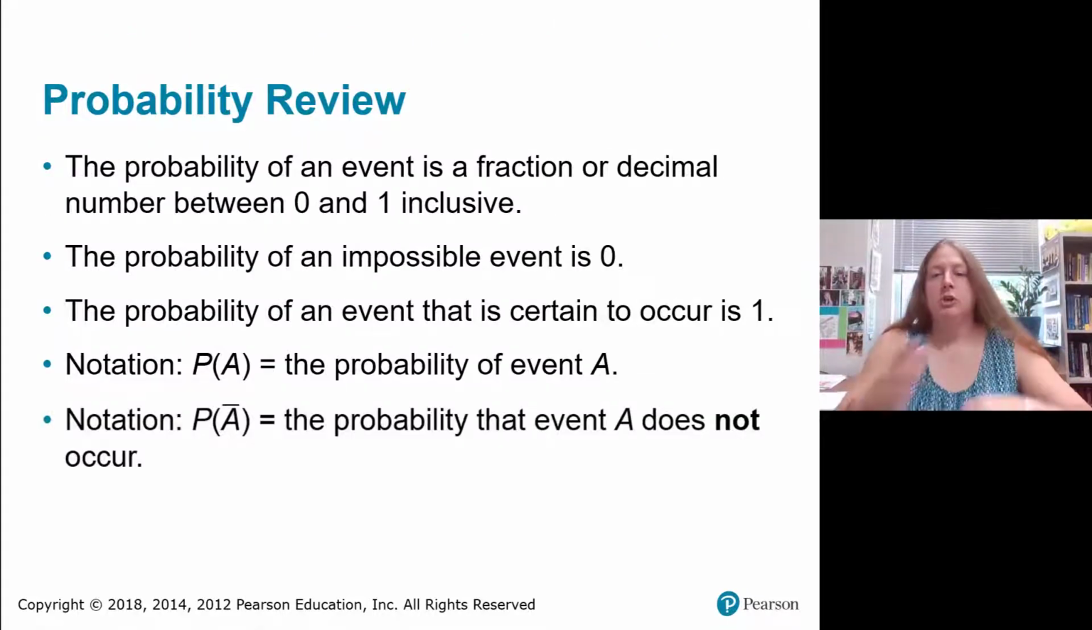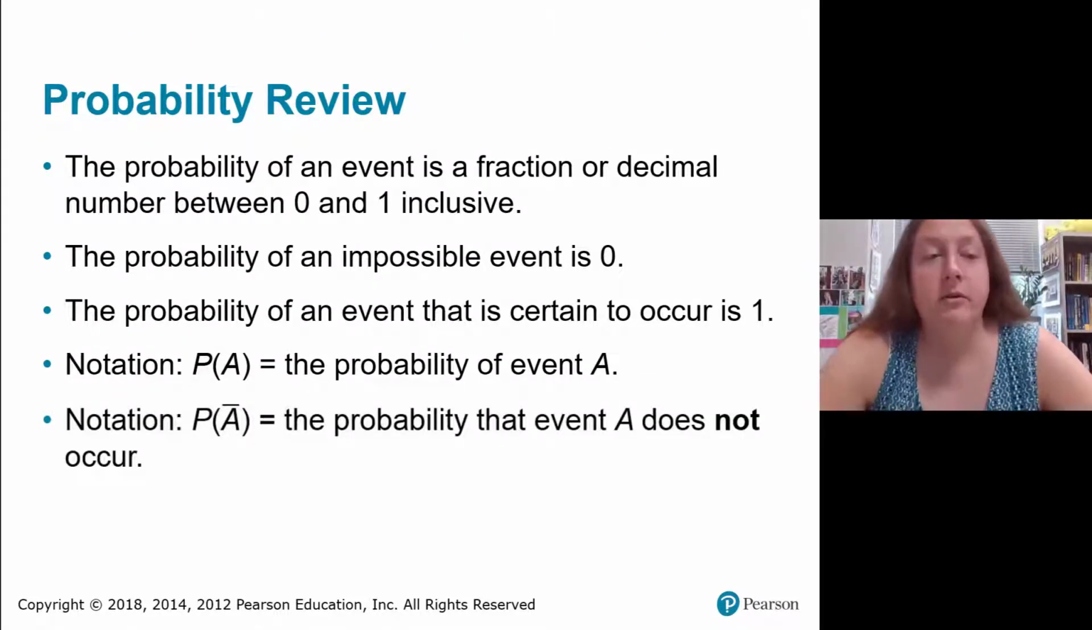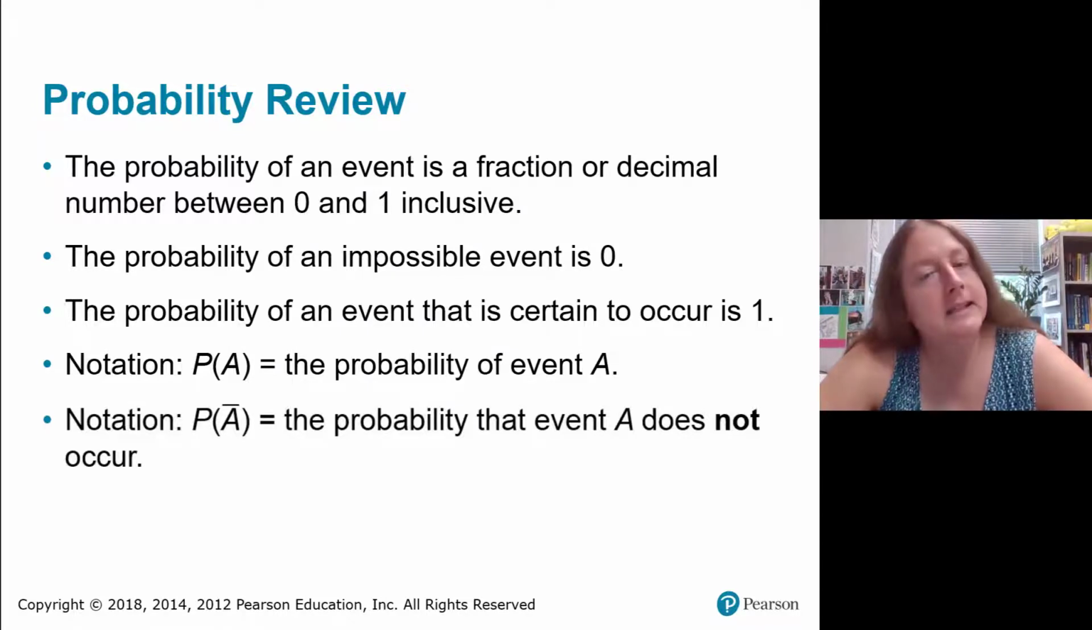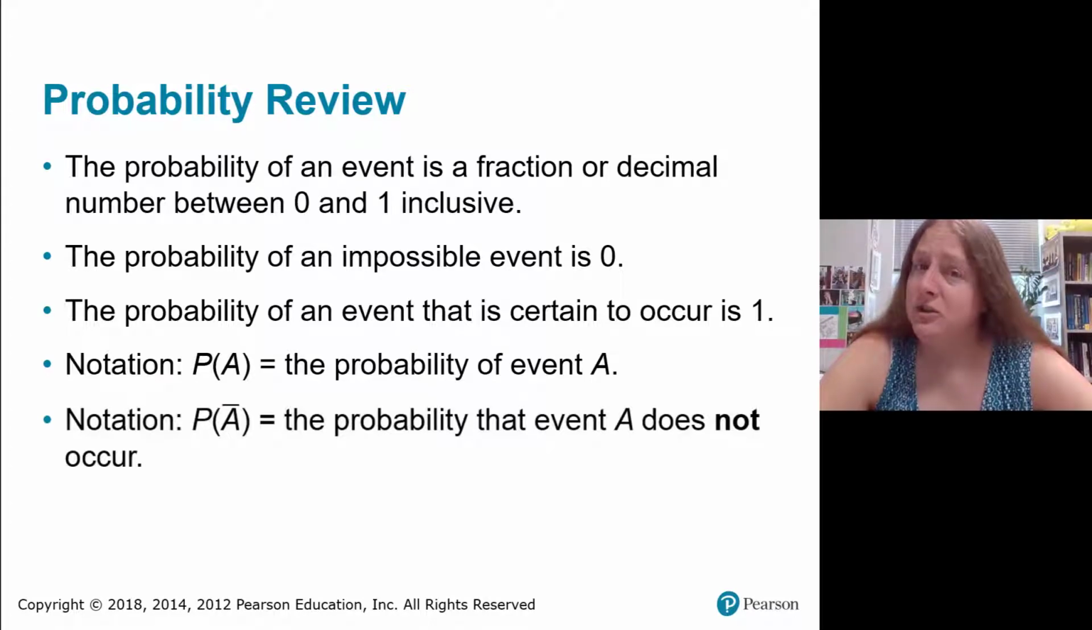All right, so our probability review real quick. The probability of an event is a fraction or decimal number. It's got to be between 0 and 1. If it's outside of that, something went wrong somewhere. The probability of an impossible event is 0, and the probability of one that's certain to occur is 1.